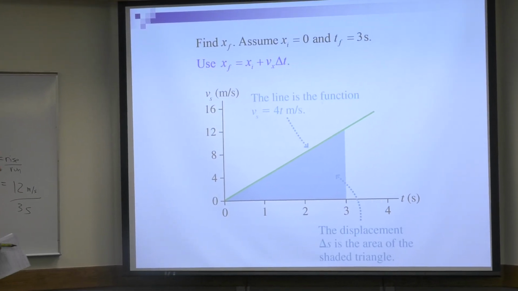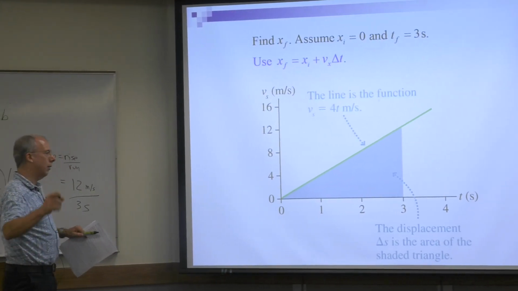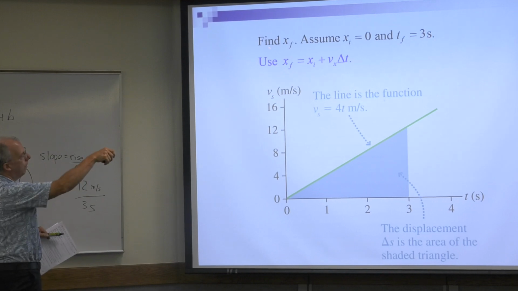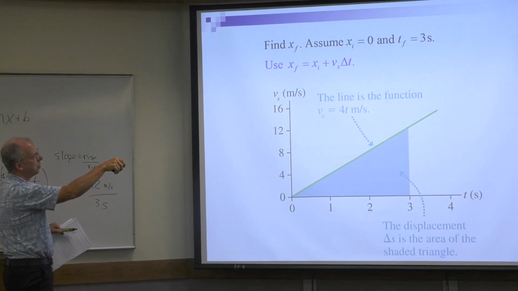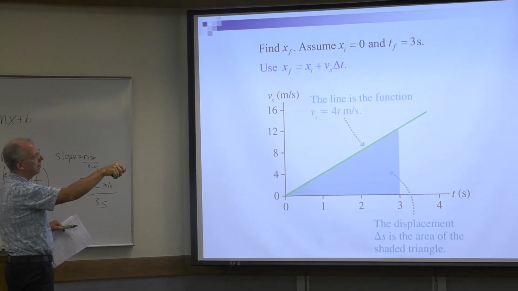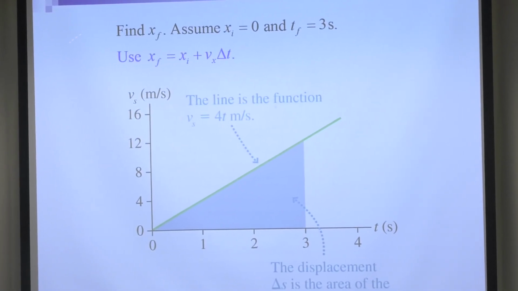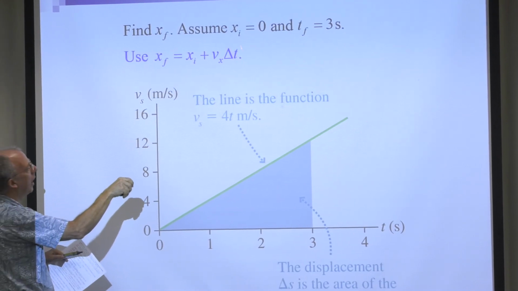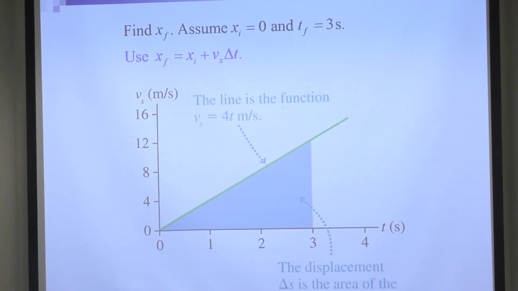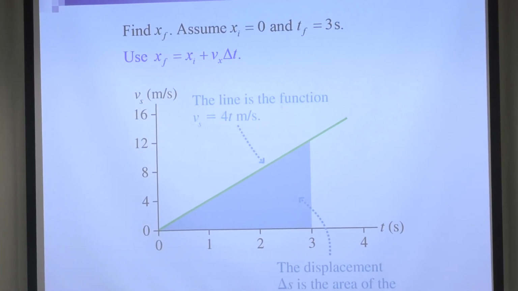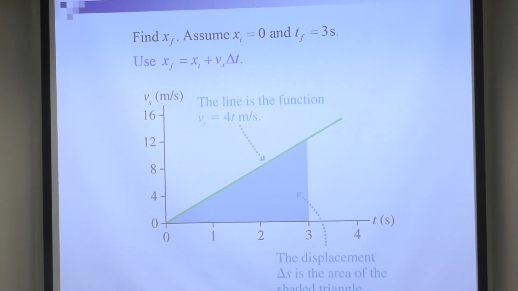Okay, so I want you to do this. As soon as I'm done talking, pause your video and find the final position. Assume the initial position is 0, and assume the final time as shown is 3 seconds. Use this, where this is the area under the curve. So pause your video and figure it out. Don't cheat, all right? You can do it.